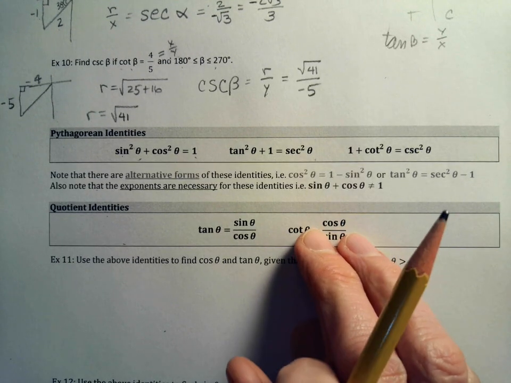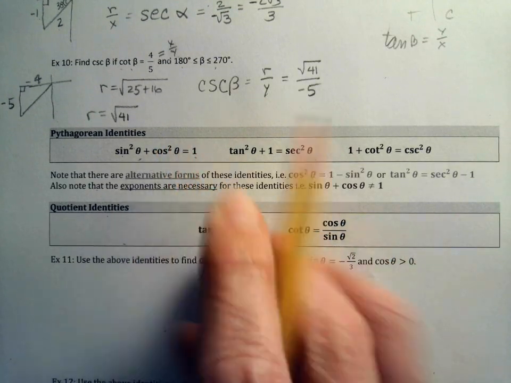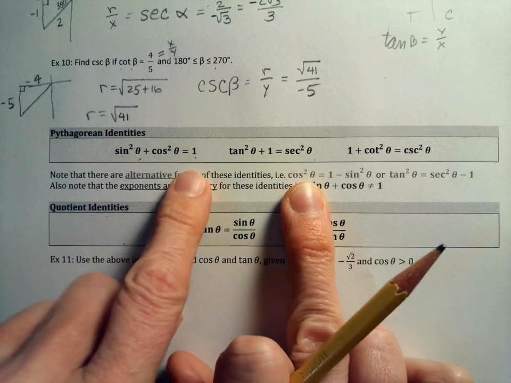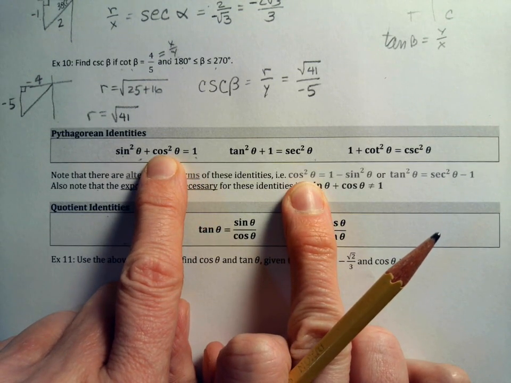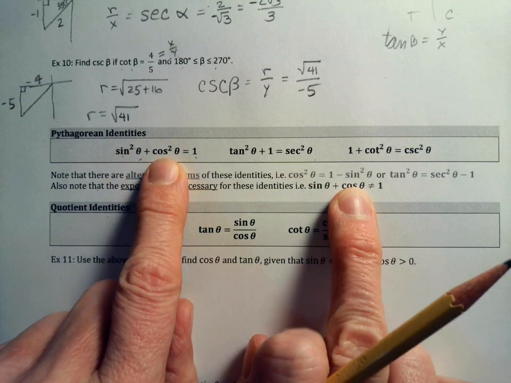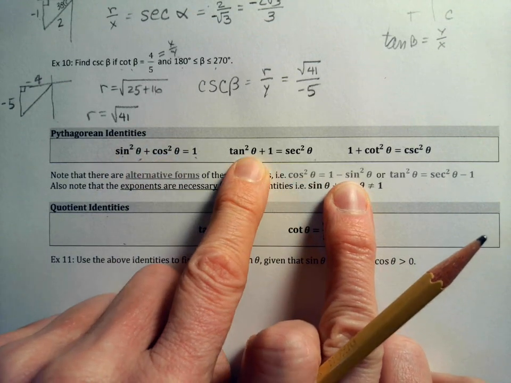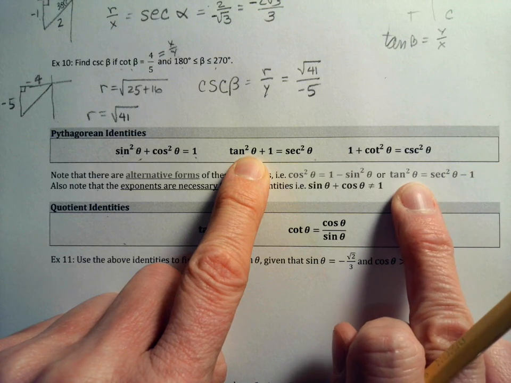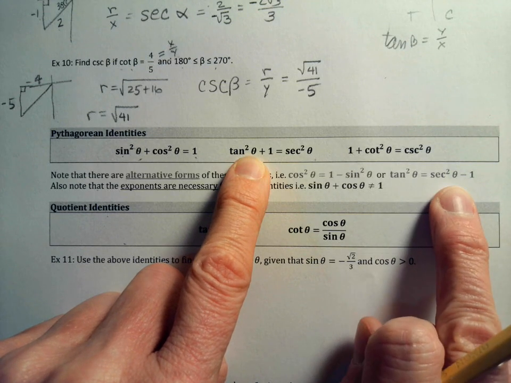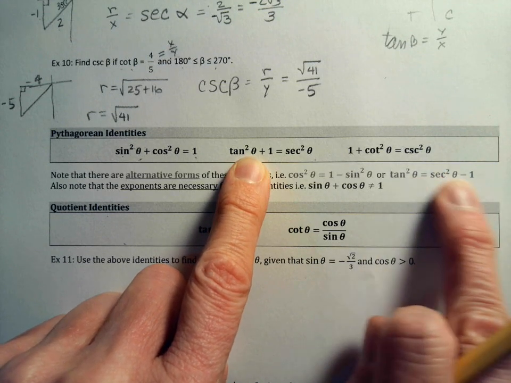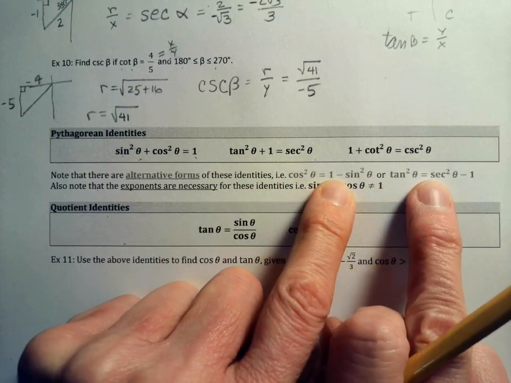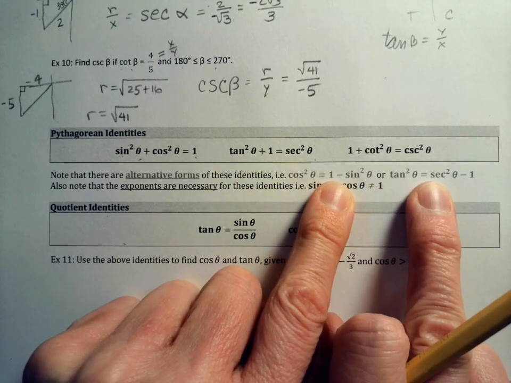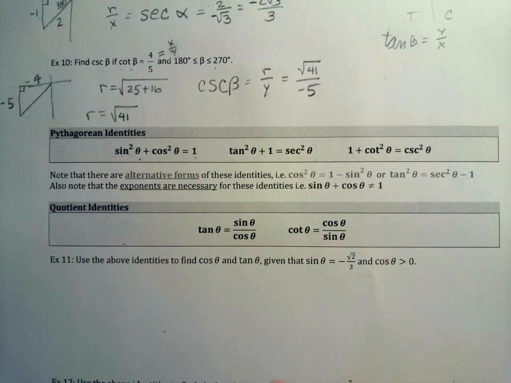Now, there are some alternative forms of this. We could use a little algebra. I could solve this first one for cosine. So cosine squared theta will be equal to 1 minus the sine squared theta. Or I could take this and move the 1 over and say tangent squared theta is equal to secant squared theta minus 1. So I could do a little bit of algebra. We don't think of these as separate identities. These are just algebraic alternatives to the ones that they gave us.